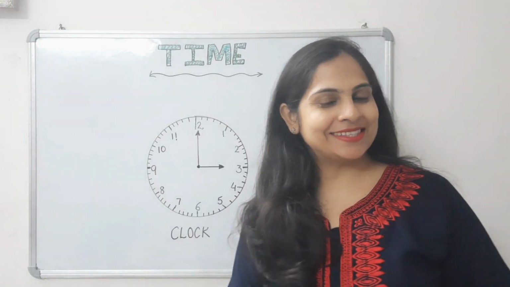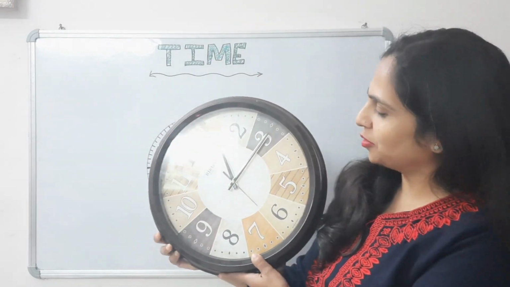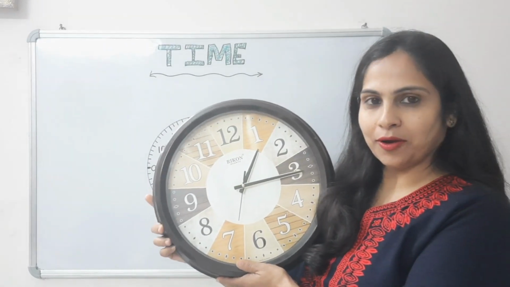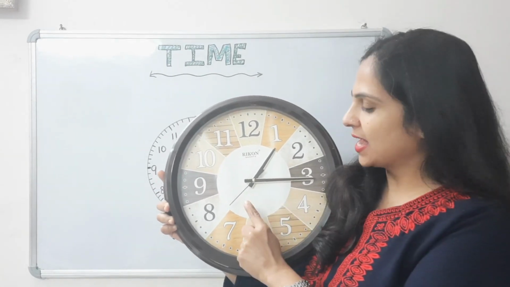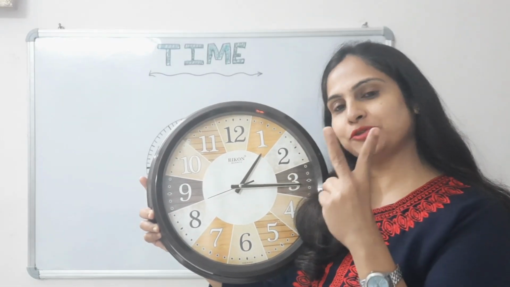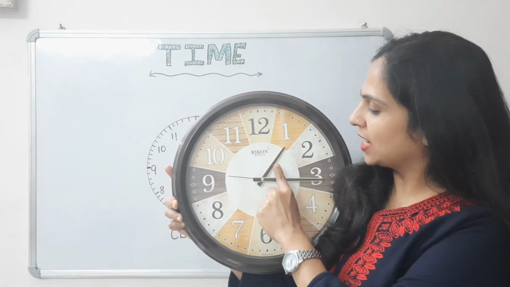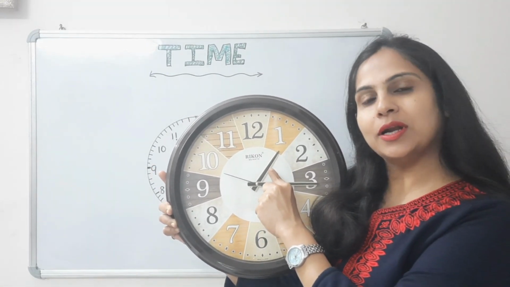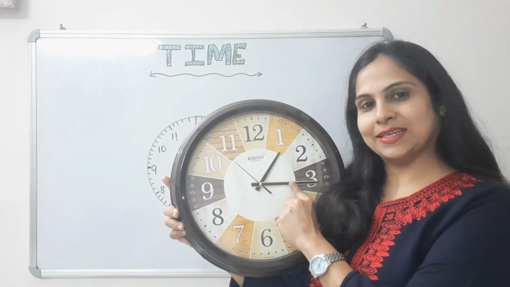Tan tan! This is a clock. You must have seen this clock. Now look here. This clock has three hands: hour hand, minute hand and second hand. But in this chapter, we will study only two hands, that is hour hand and minute hand. The short hand, this one, is called hour hand. And this long hand is called minute hand.